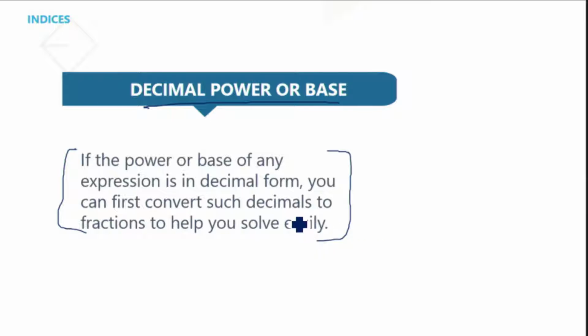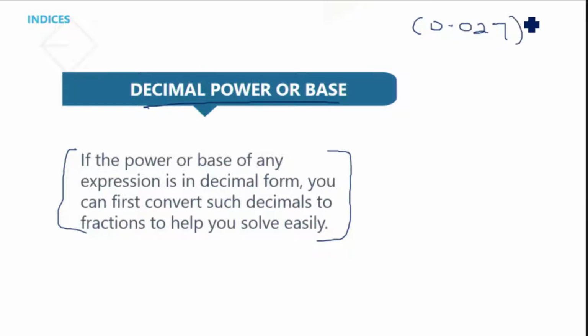Now I'm going to take a lot of examples on this so that it can help you understand what is being said. Sometimes the base can be in decimal form, or the power can be the decimal. So the simplest way to solve such expressions is to convert those decimals to fractions. Of course, you know fractions are the opposite of decimals, so you just convert it, and that's the only way you can conveniently solve such questions. All right, so let's look at an example.